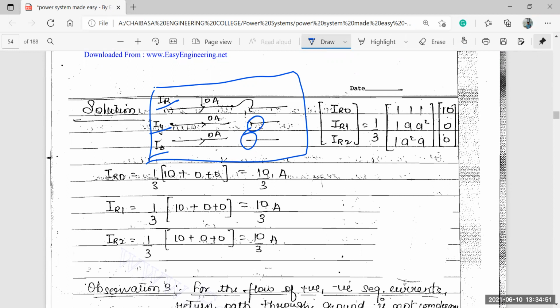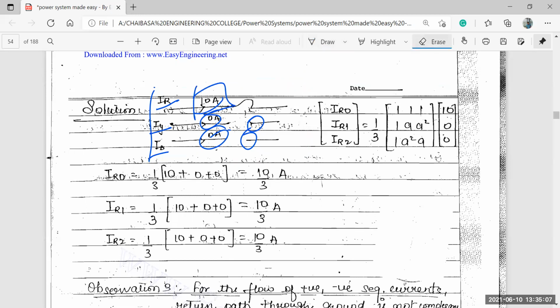Only your IR is sustaining and supplying. It means in that phase only 10 ampere current is passing, and since the circuit has been opened, 0 ampere has been shown. So it's 0, 0, and this is your 10.